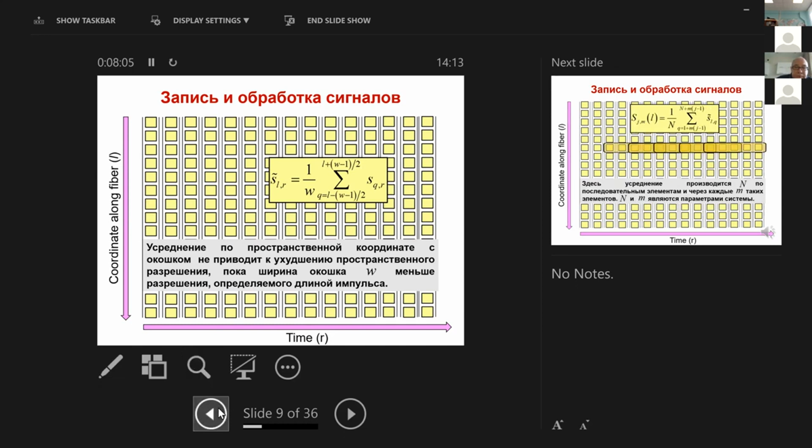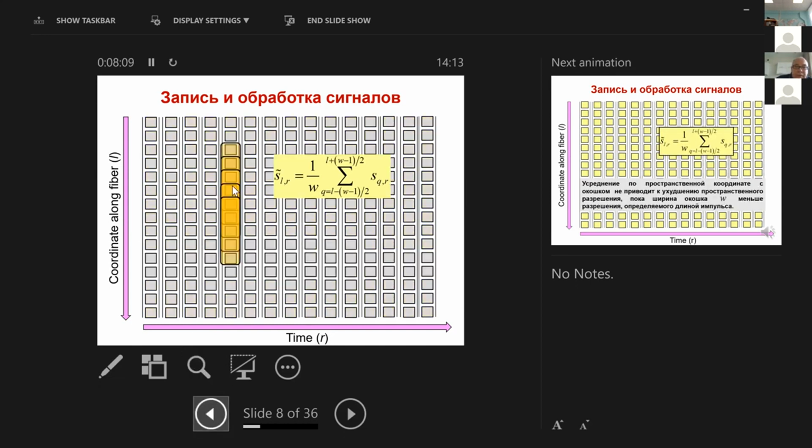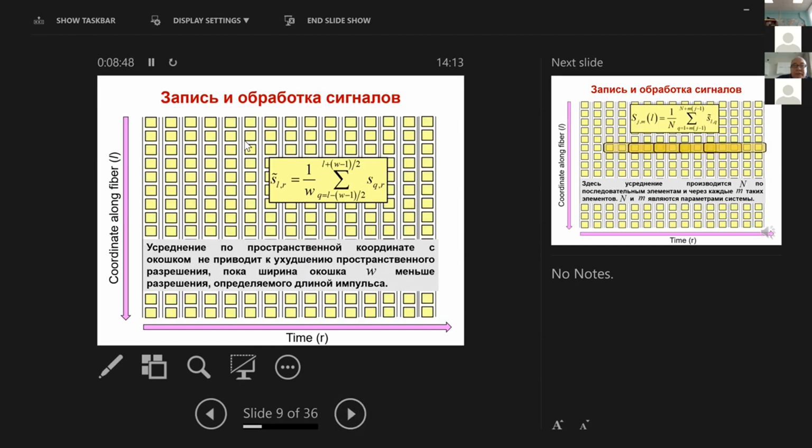So first, what we are doing with this signal is averaging along the coordinate of the fiber. Normally there is some window of length W, which is normally narrower than the spatial resolution of the sensor, associated with the length of the pulse. So we accumulate the signal, which allows us to decrease the noise. We then get a matrix averaged along the coordinate axis, which can be used for further processing.